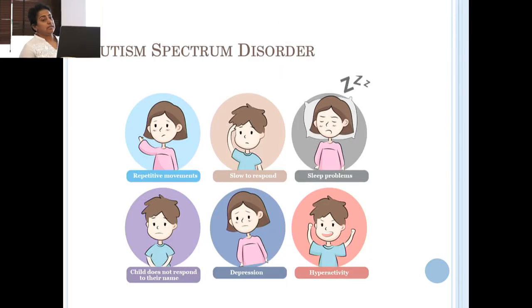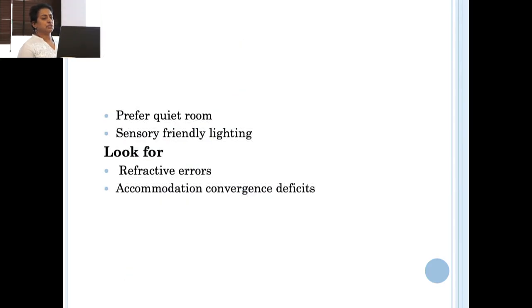Then autism spectrum disorders. I think this is the most difficult group to assess because most of them are nonverbal, hyperactive, and have a poor attention span. But these kids are associated with accommodation convergence difficulties and refractive errors. Prefer a quiet room and don't use too much light or sound because they get irritated when they are overstimulated. So always make them comfortable so that they will cooperate.